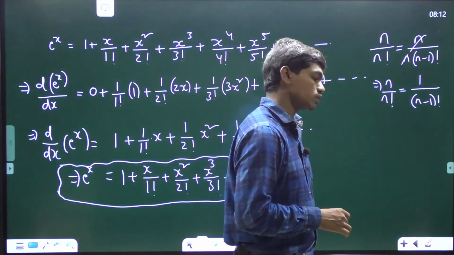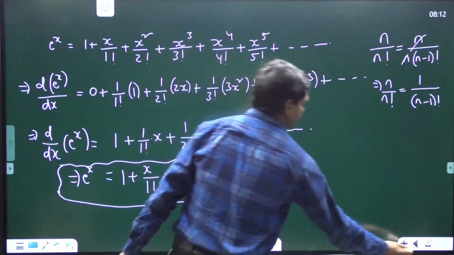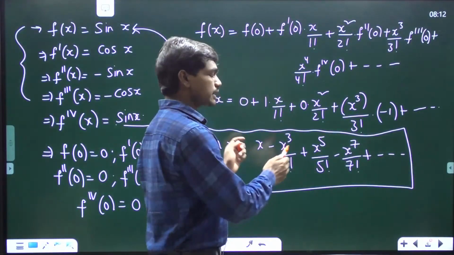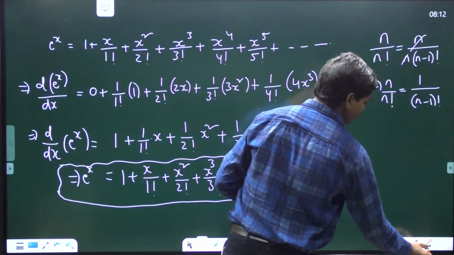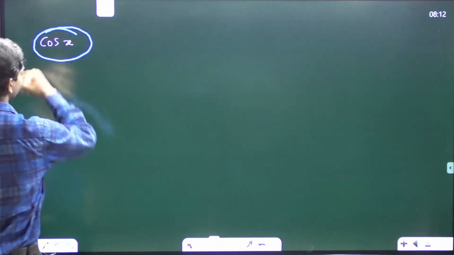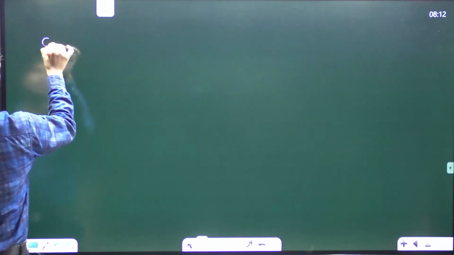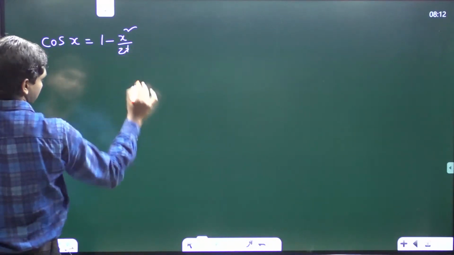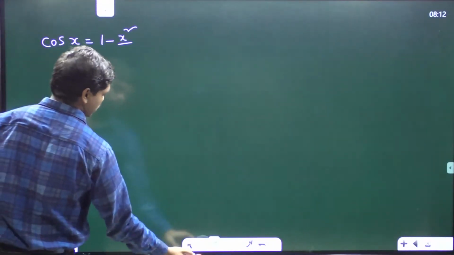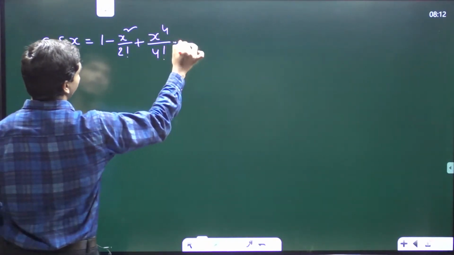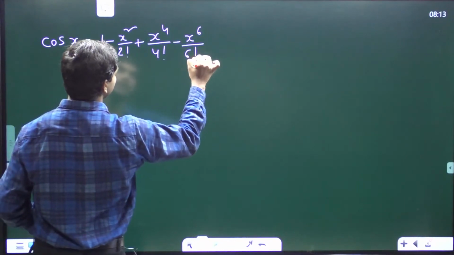Yeah, alternative signs because of this minus sign getting repeated in sine functions. Okay, so basically I hope you have worked out. So I'm directly giving you what is the expansion of cos x about x is equal to 0. Cos x is equal to 1 minus x square by 2 factorial plus x power 4 by 4 factorial minus x power 6 by 6 factorial and so on, things like this.